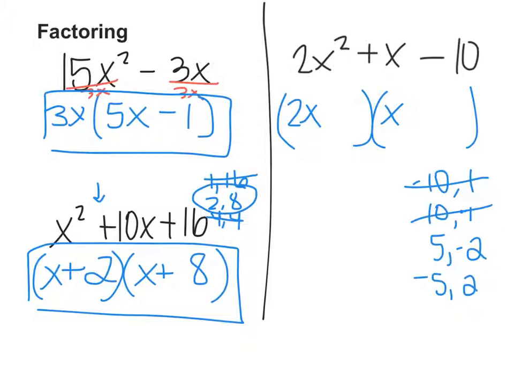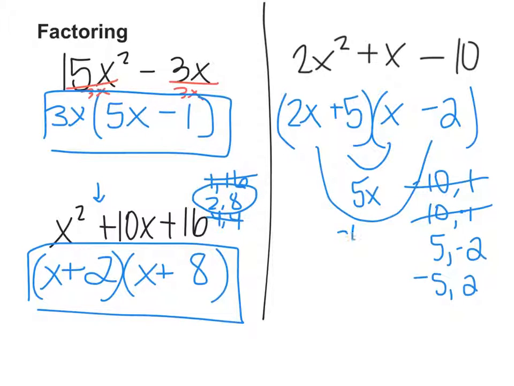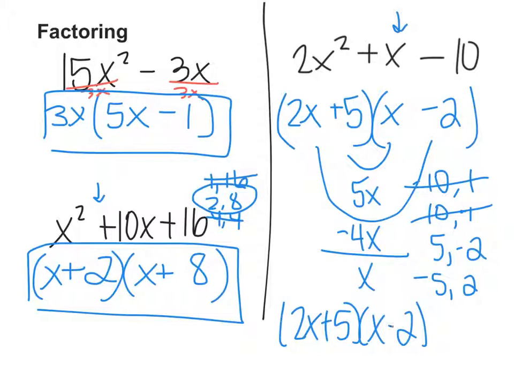So if I look at 5 and negative 2, let's say I put the negative 2 here and then the positive 5 here. Well, this here, if I check it, gives me 5x. This one gives me negative 4x. And when I add them up, I get x, which is exactly what I need. So that means my final answer is 2x plus 5 and x minus 2.